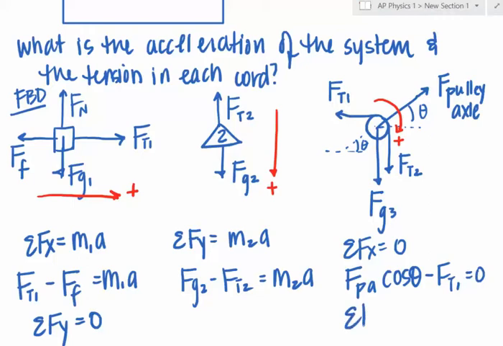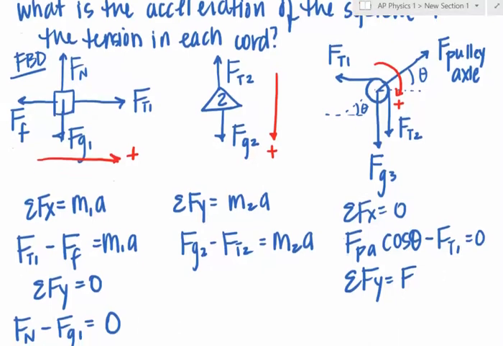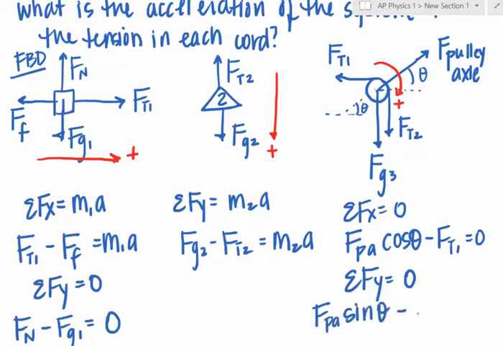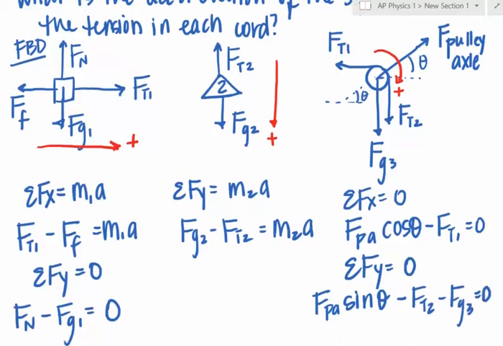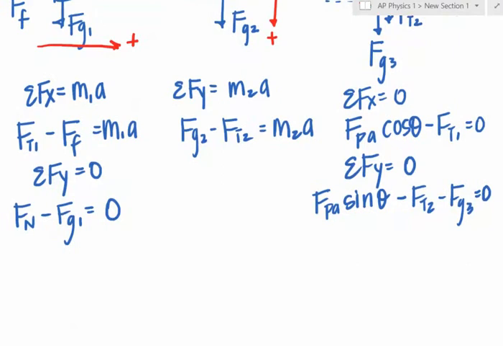And when we sum the forces in the y direction, we would have the upward component of the pulley. This should be 0. So the upward force of the pulley axle, sine theta, minus the FT2 minus the FG3 would equal 0. So those are the linear forces acting on your pulley.